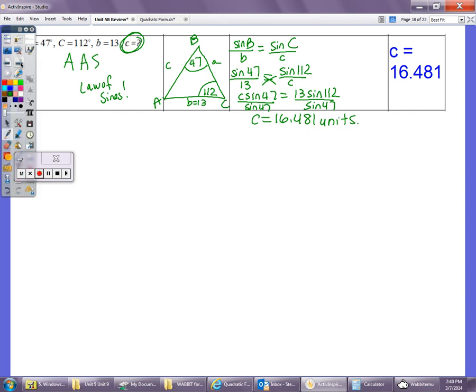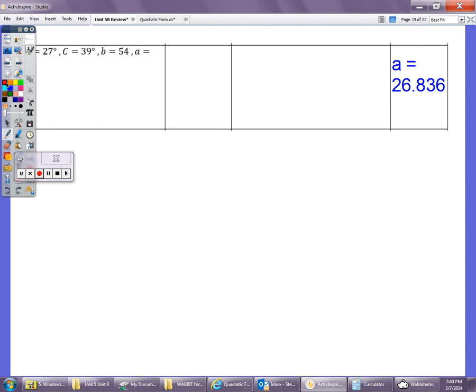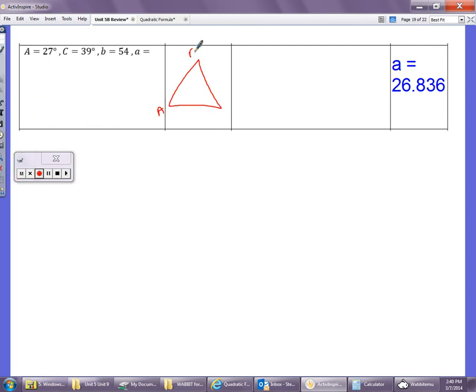Okay, the next one. Draw your triangle. A, B, C. And you have A is 27, B, C is 39, and B is 54. This is ASA, law of sine.